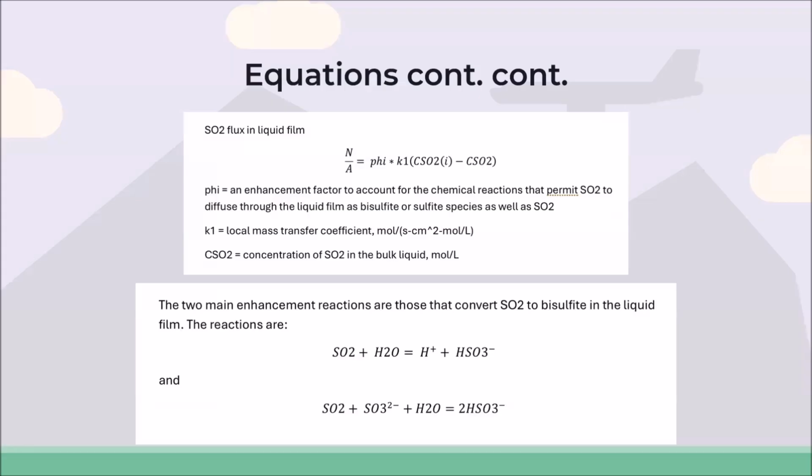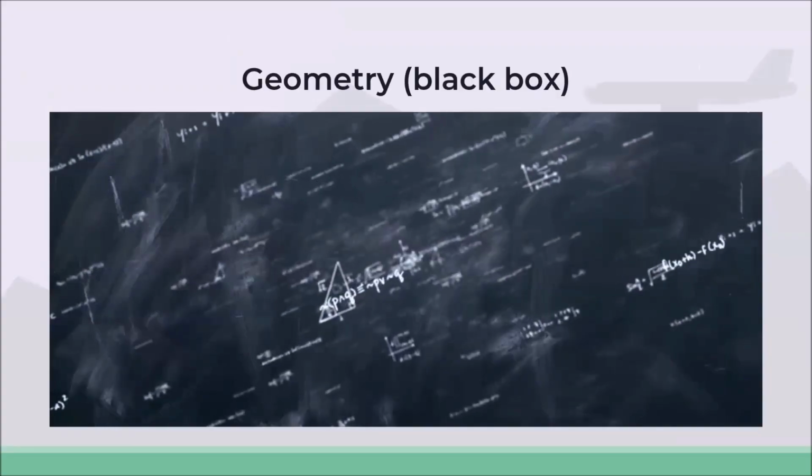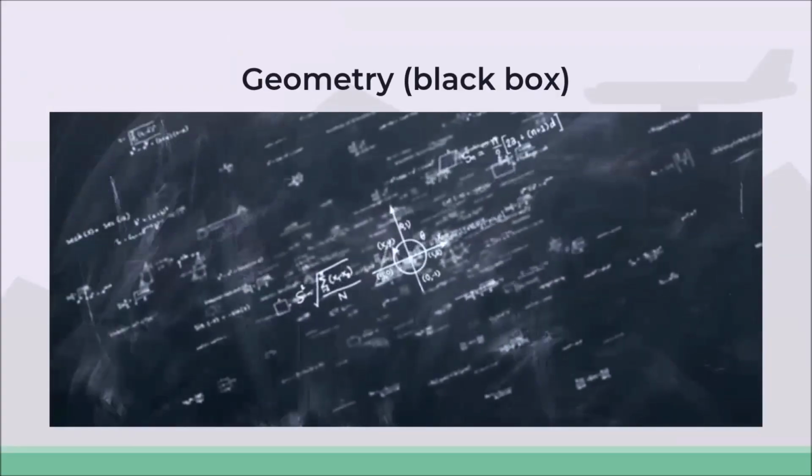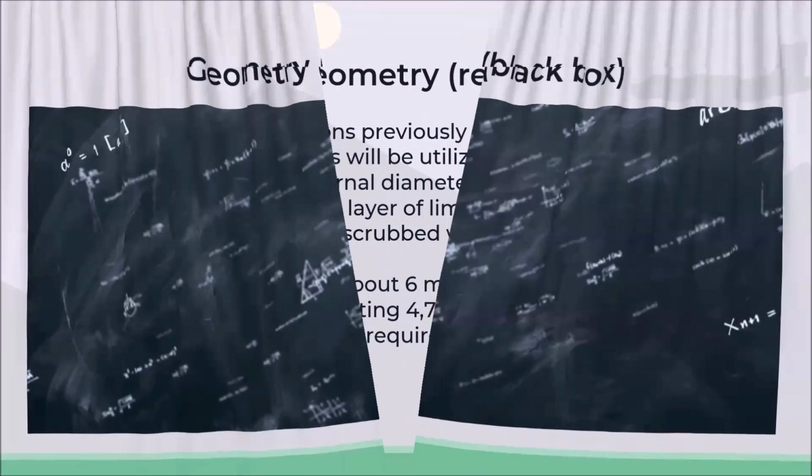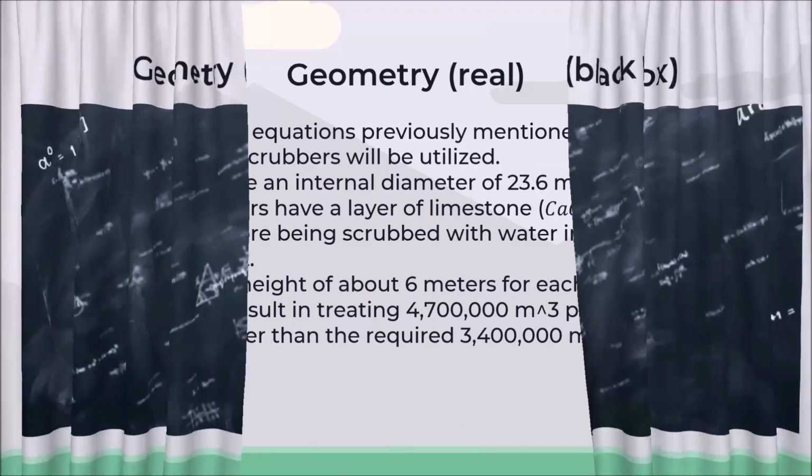And we have our sulfur dioxide mixing with water to create a hydrogen ion and the bisulfite. And that reaction actually works both ways. And then we have our sulfur dioxide mixing with our sulfur trioxide and water to create more bisulfite. And that all happens within a black box where we don't know what's going on, and the reactions just happen. Just kidding. Here's our actual real geometry that we calculated.